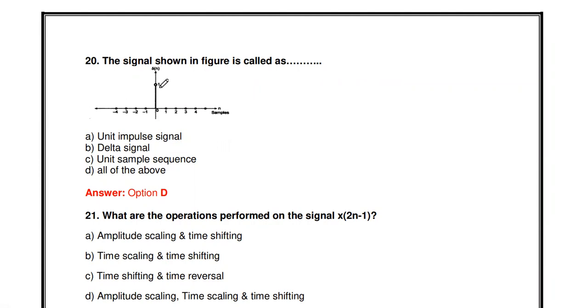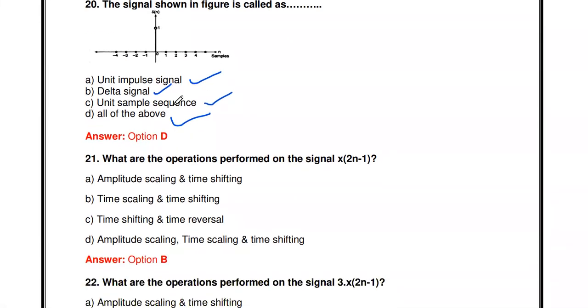So what is the signal? You see, the signal has only the amplitude 1 at n equal to 0. For the remaining time, the signal does not have any amplitude. So what is the signal? This is the unit impulse. Unit impulse, delta signal, unit sample sequence are all other names of the impulse function. So all of the above is the answer.